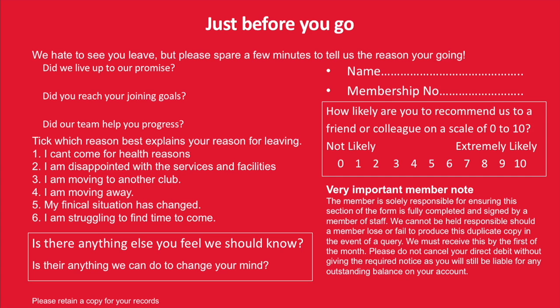Now, if you're using a form, and this is similar to what you've just seen, and I'm asking over here, how likely is it to recommend a friend or colleague on a scale of 0 to 10? They're leaving. I'm asking this when they're leaving. If they score a 9 or a 10, then I'm going to take advantage of that.